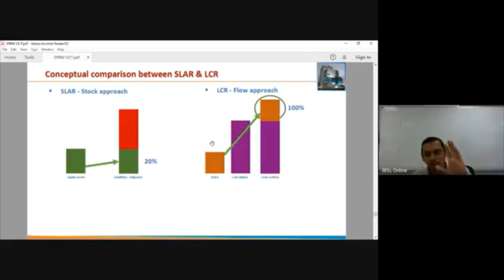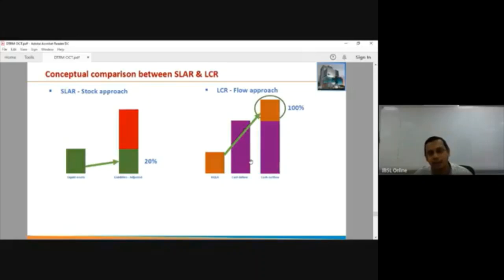So anyway, the concept is the same. Bank needs to compute the availability of liquid stocks divided into 3 different categories with haircut. Then under SLAR, you compute your liability, right? But under LCR, you need to compute your cash inflow and outflow. You separately compute your inflows for the next 30 days and your outflow for the next 30 days. So it's a futuristic thing.